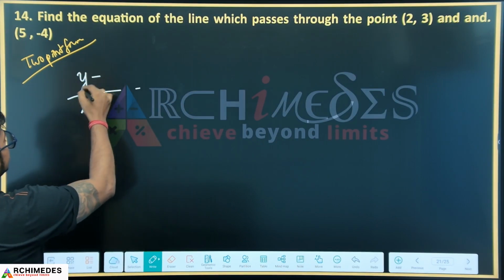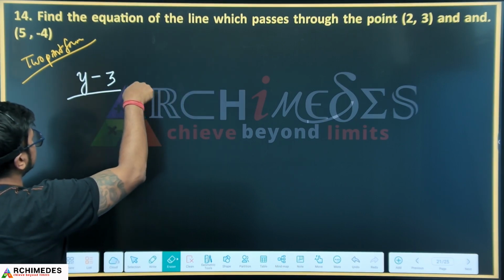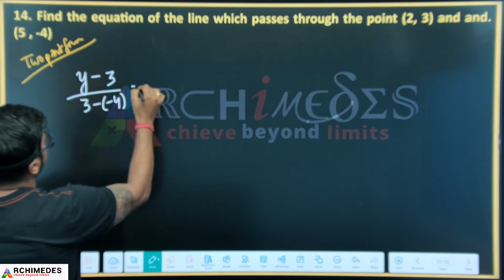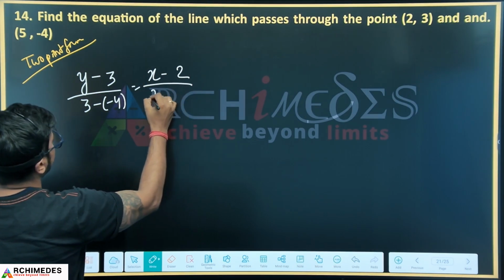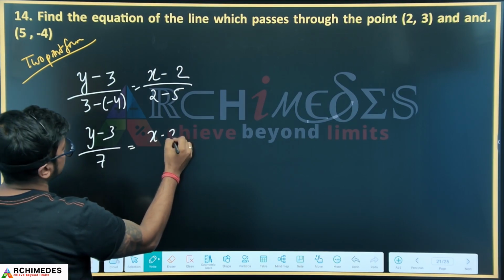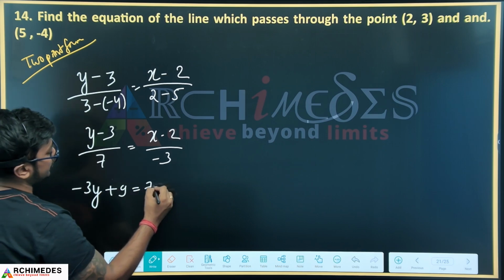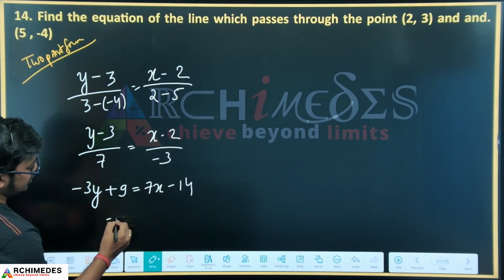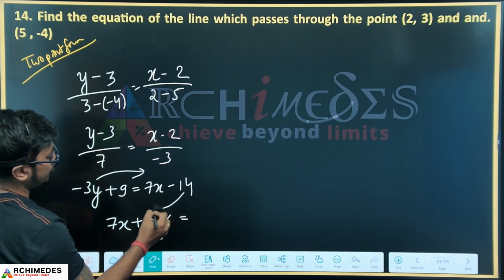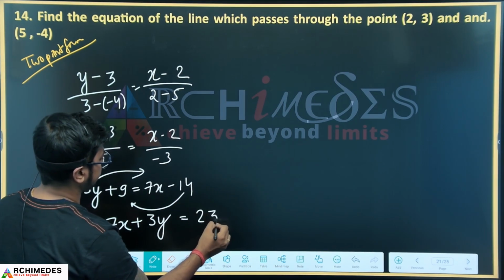But if you take y minus y1 as 3, then the formula is (y - y1)/(y1 - y2). So y1 is 3, minus (-4), and x minus x1, where x1 is 2, so 2 minus 5. Simplify it: (y - 3)/7 = (x - 2)/(-3). Cross multiply: -3y + 9 = 7x - 14. If I put 3y on that side, it becomes 7x + 3y = 23. So this is the equation.